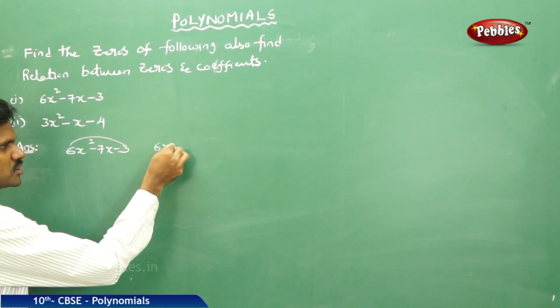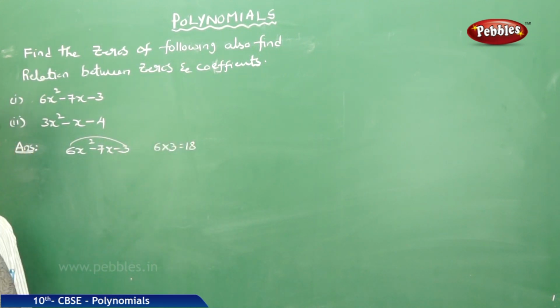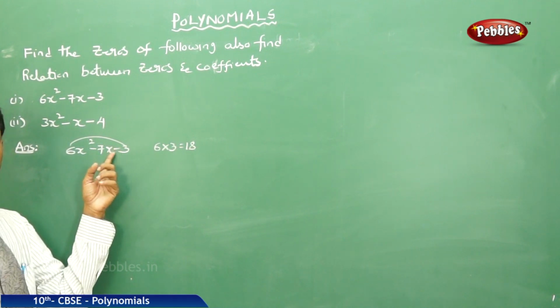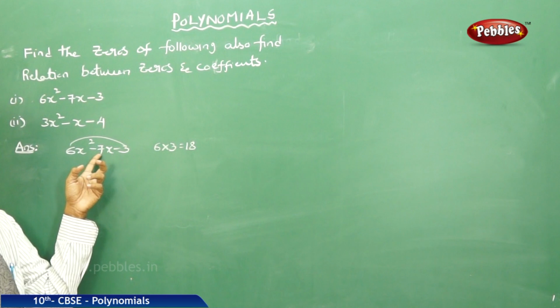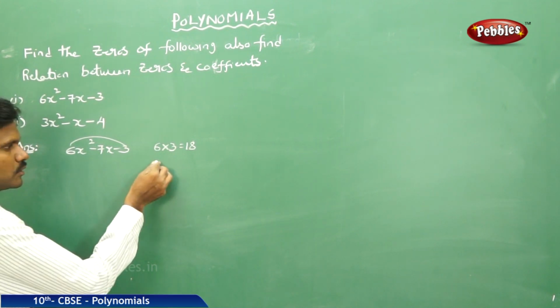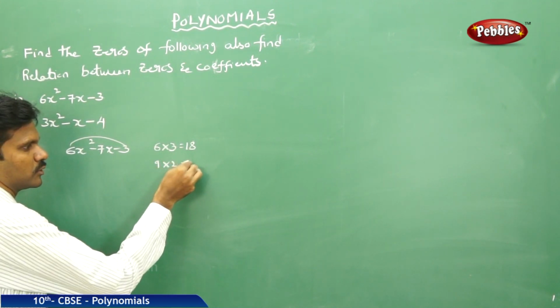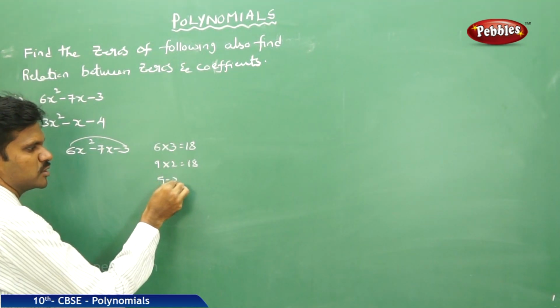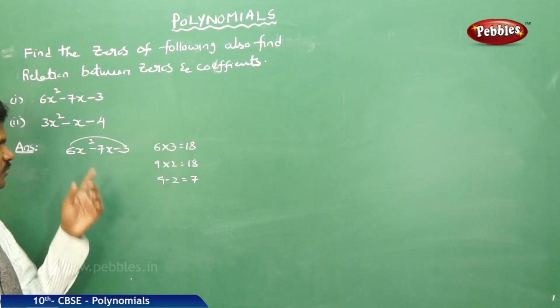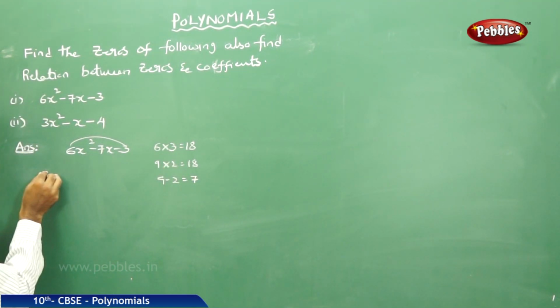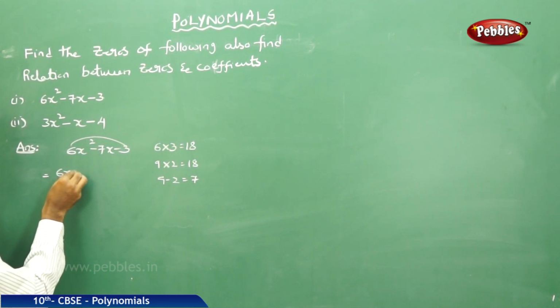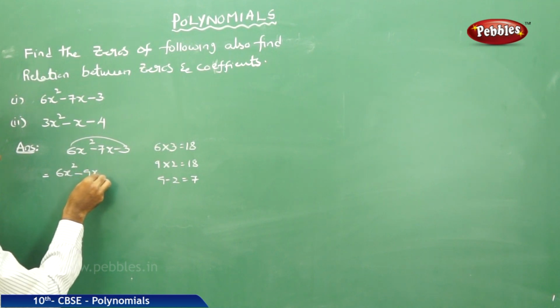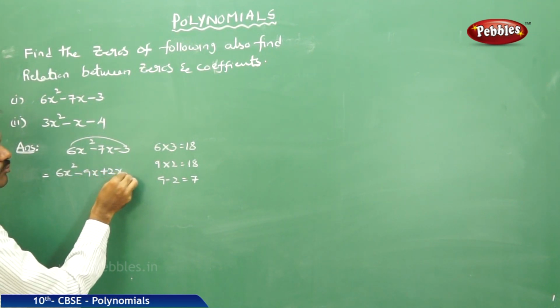6 into 3 is equal to 18. The constant beside the negative sign is there, so that is a subtraction. After subtraction, we should get the number 7. 9 twos are 18, and 9 minus 2 is equal to 7. I got my 7. Now, arrange these factors in order. That is equal to 6x square minus 9x plus 2x minus 3.